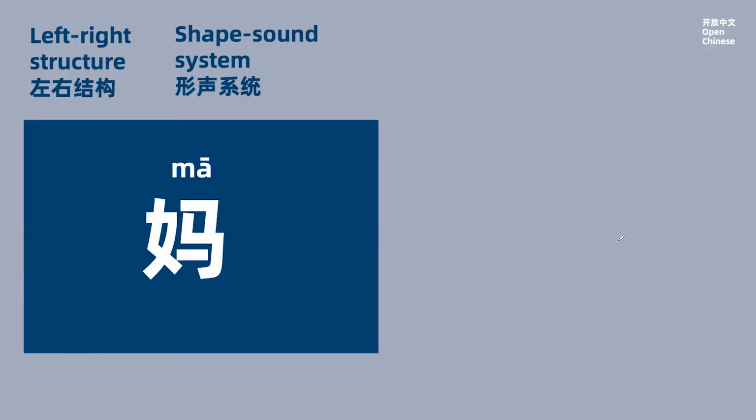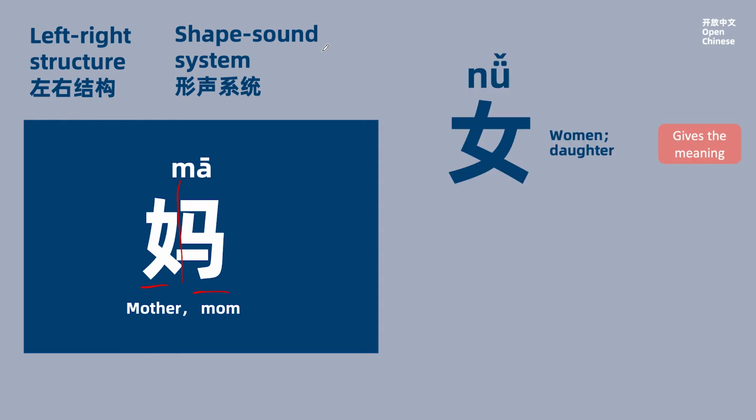Let's have a look at this. Ma. Okay, ma meaning mother. It's of course a must-learn Chinese character. Many of you have probably already realized this is a left and right structure. It has a left part and a right part, and also is a shape and sound system. Let's have a look at it.